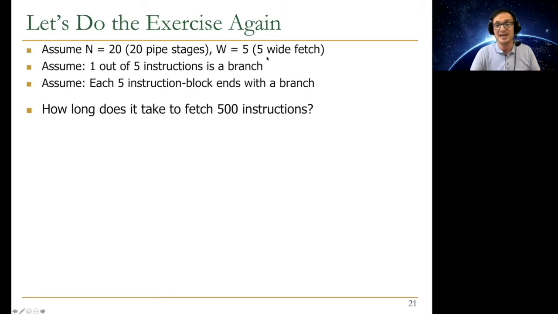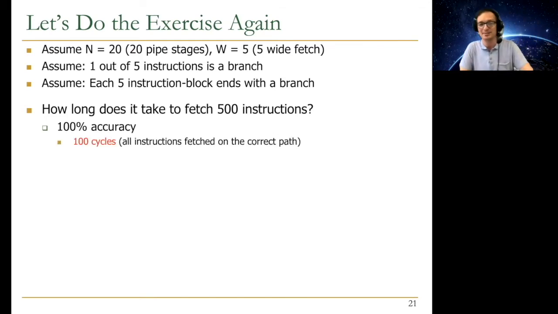We have 20 pipeline stages, 5 instructions we fetch in a given cycle. 1 out of 5 instructions is a branch, and each 5-instruction block ends with a branch. How long does it take to fetch 500 instructions? With 100% accuracy, basically it takes 100 cycles because we have 500 instructions and we're fetching 5, right?